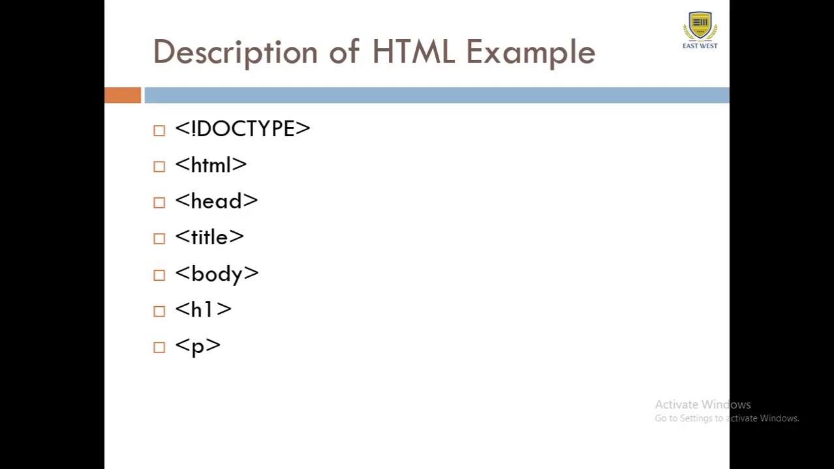Okay, next is the paragraph tag, that is P. The text that appears between this P tag describes the paragraph of the web page. Okay, it describes the paragraph of the web page, right?